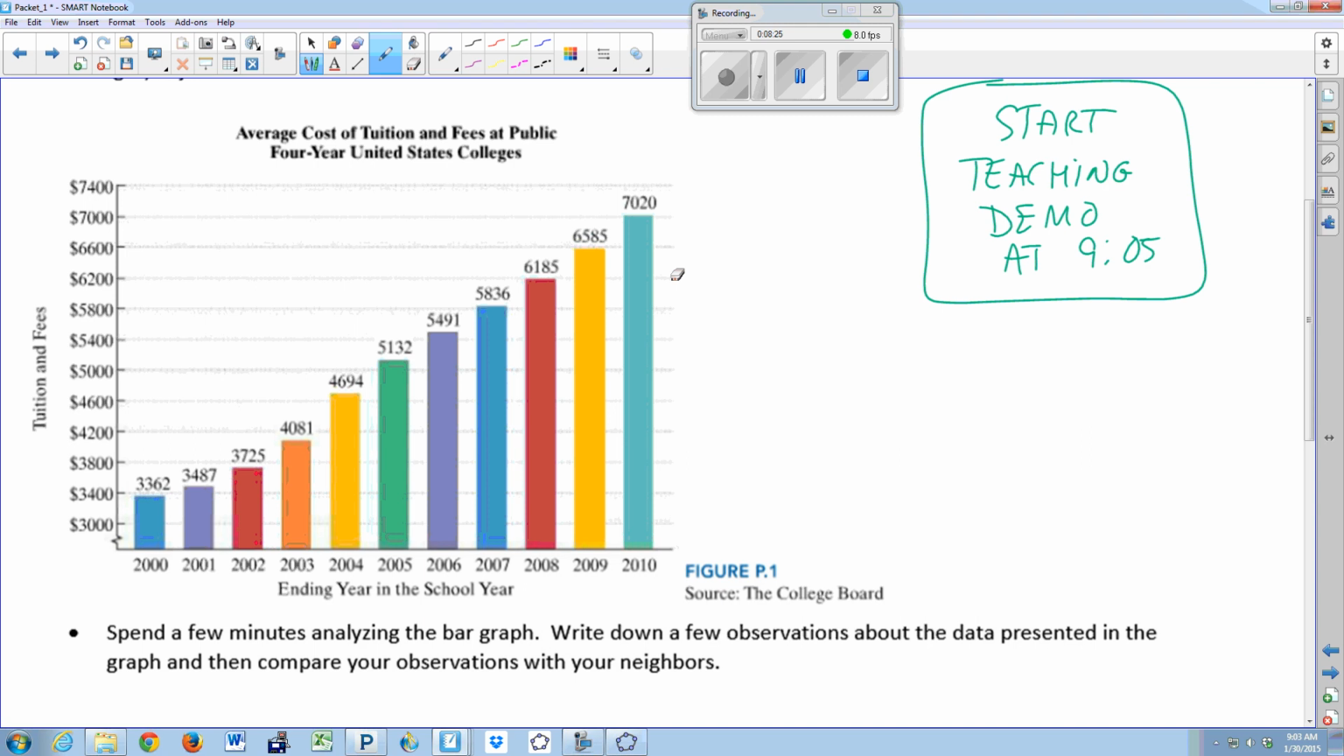It's definitely increasing between 2000 and 2010. Yeah, Moshe? Okay. Thank you. Yes, from 2003 to 2004, look at that jump in tuition. It's definitely a much bigger jump in tuition than any of these other years.